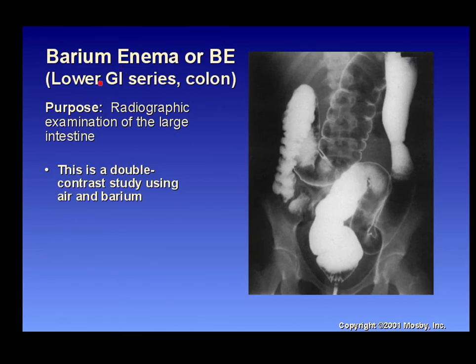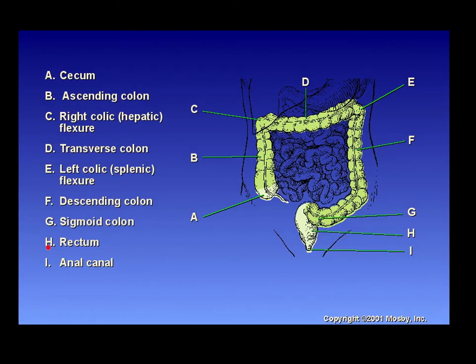Barium Enema or BE, lower GI series, it is to examine the large intestine. It may be a single or a double contrast. Double contrast is going to use room air to expand the colon, expand those loops within the large bowel, and give a better visualization of the large intestine from the ascending to the descending colon, air with barium.